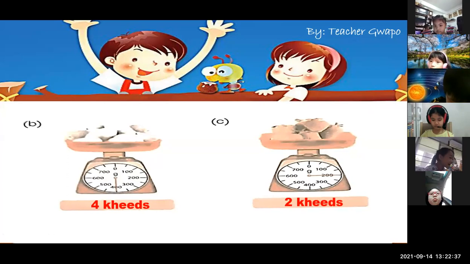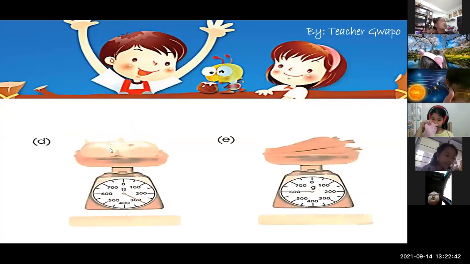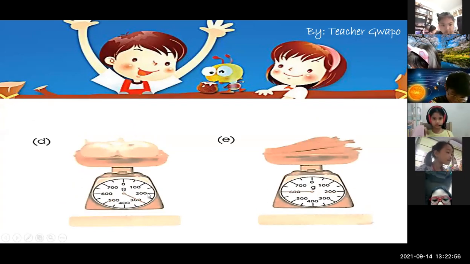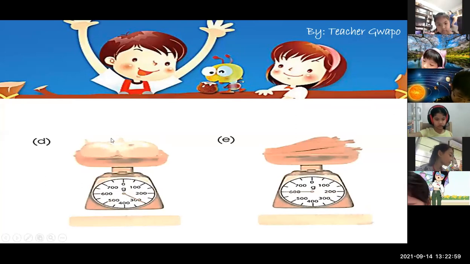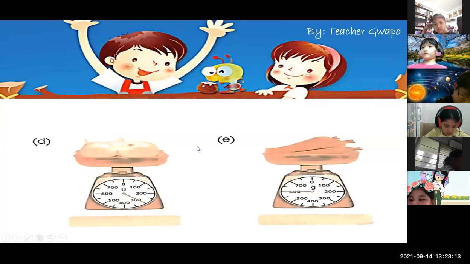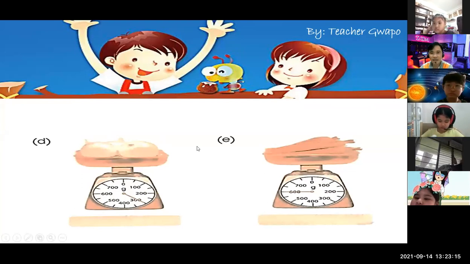Now, letter D. Let's call on Jada. Jada, what is your answer in letter D? How many kids? We are now on page 55. Look at here. How many kids? Who can help Jada? Jada is traveling. Anyone from the class? Who can help?